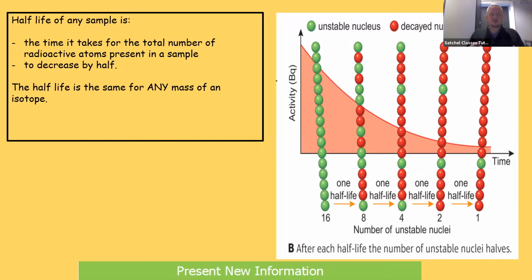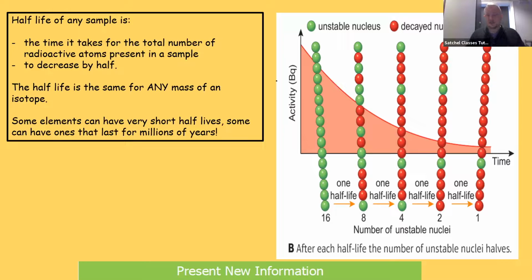So to clarify, let's say I have 1 kilogram of uranium-235, which is radioactive. Its half-life would be the same as 50 kilograms of uranium-235. The element is the same, it doesn't matter about the mass, so the half-life remains the same. However, it can change if I pick a different element. For example, radon gas has a half-life of 3.8 days.